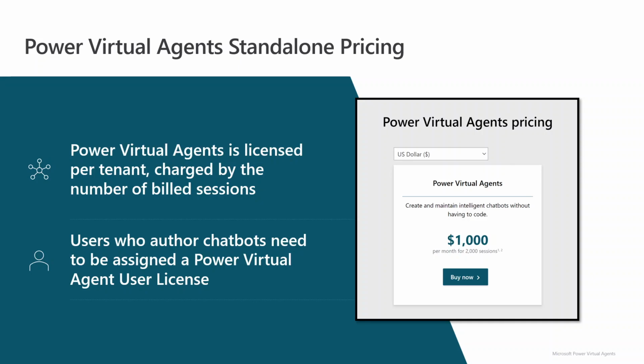Power Virtual Agents, it's $1,000 US for 2,000 sessions. Works at about 1,400 Australian dollars if you're in Australia, and there's a license type called Power Virtual Agent User License that you need to assign to people that author chatbots, and you do that in the admin interface. There's no charge to that. It's charged at the license level. There's no limit on the number of people you can have with a Power Virtual Agent User License, but for anyone that needs to author them, they must be assigned that SKU inside the admin portal.